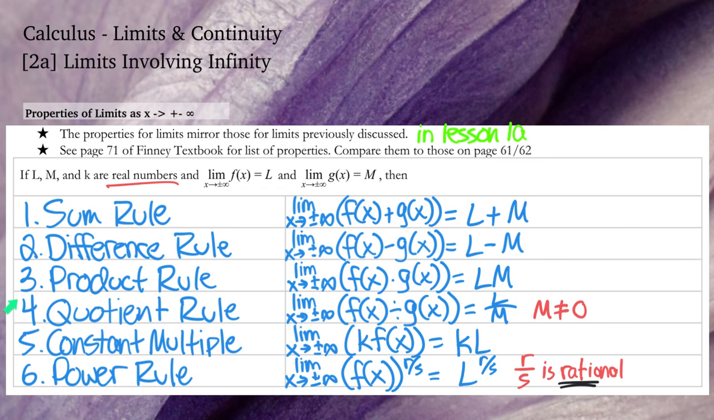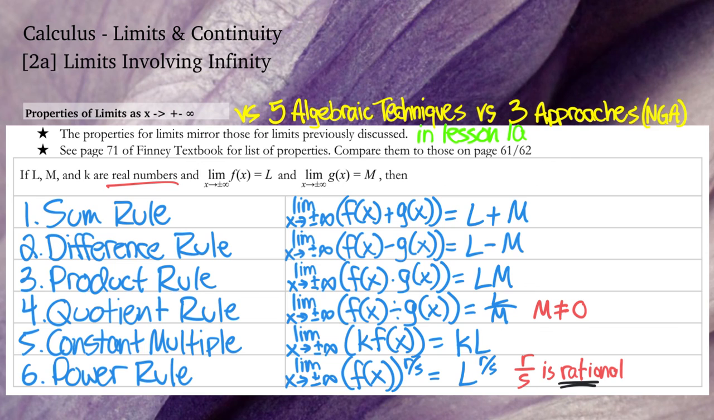These 6 rules are properties for limits. They're different than the algebraic limiting techniques. There were 5 that I presented in lesson 1b. And that reminds me of the approaches that we take for calculating limits: numerical, graphical, algebraic. So try to keep those separate but connected in your brain.